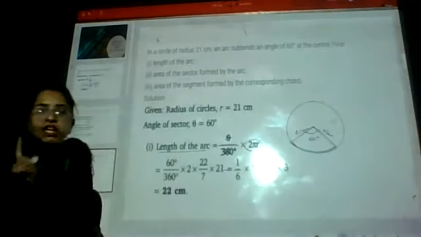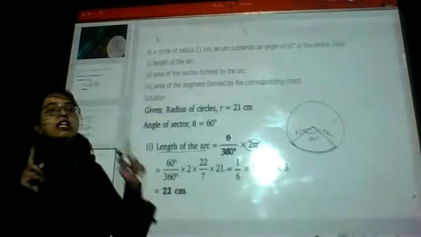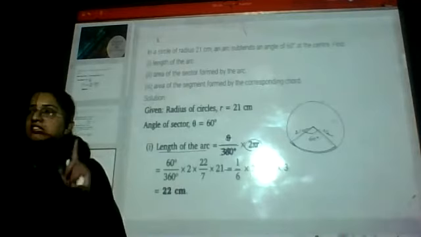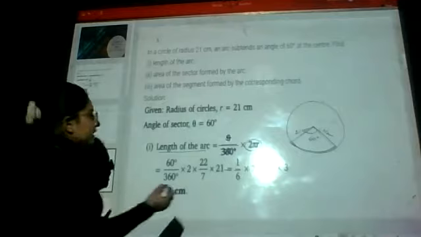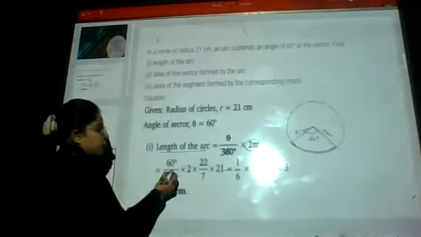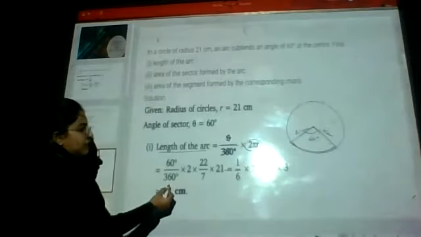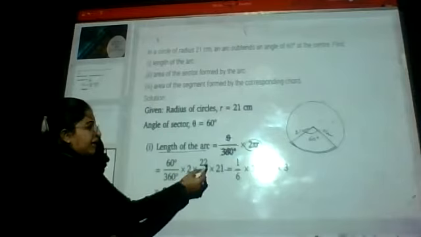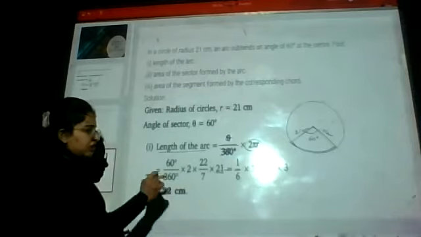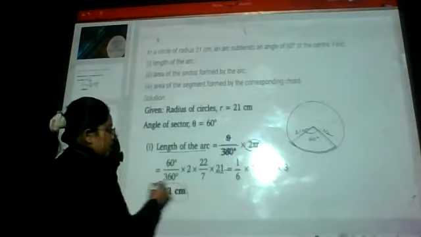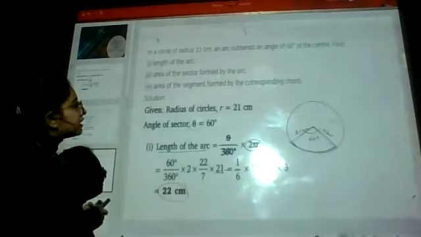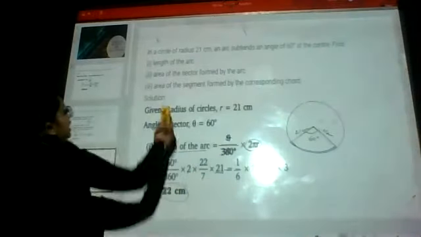This is the formula for length of arc. You have to learn this formula. That is theta by 360 times 2 pi r. Theta is given to you, 60 degrees. So I'm going to put the value over here. 60 by 360, 2 pi, 22 by 7, r is 21. Just do the calculations and you will get length of arc 22 centimeter. Okay. Now second part, area of sector.